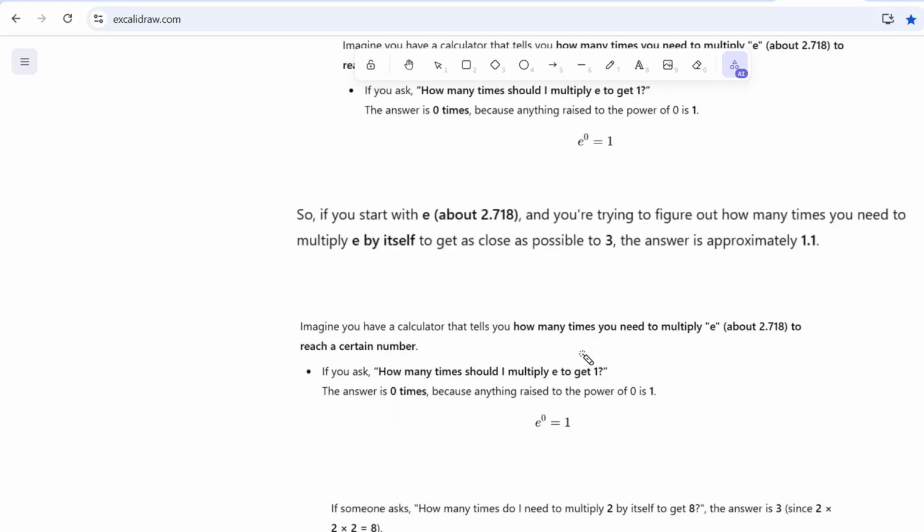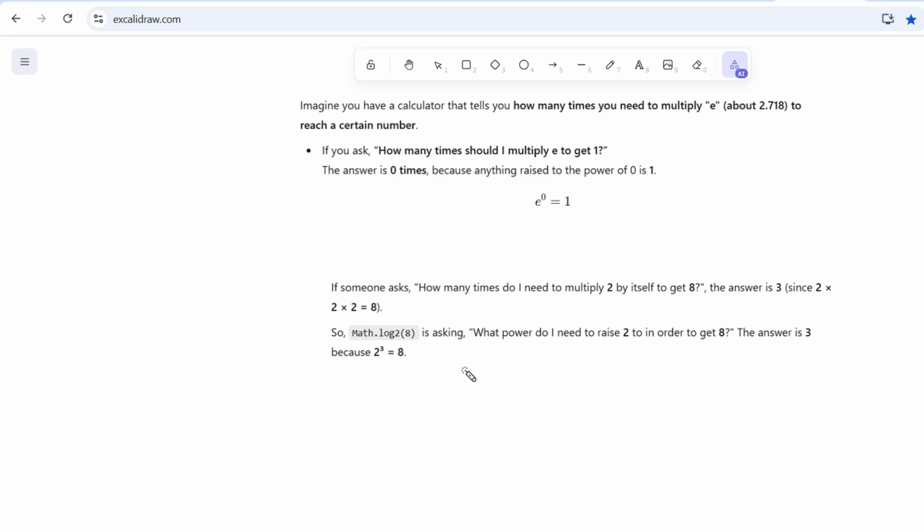Imagine you have a calculator that tells you how many times you need to multiply to reach a certain number. Always remember: a log asks how many times you need to multiply to reach a target value. If someone asks how many times do I need to multiply 2 by itself to get 8, the answer is 3, since 2 into 2 into 2 is 8.